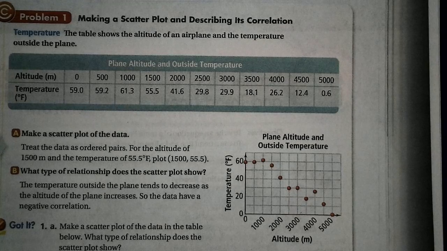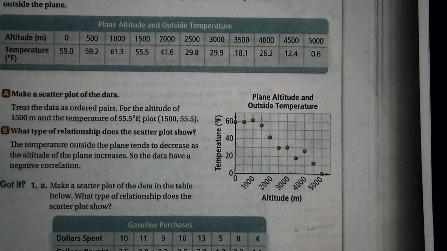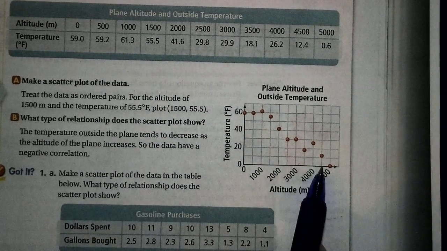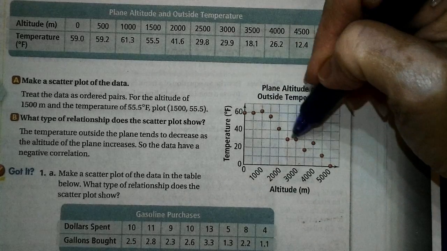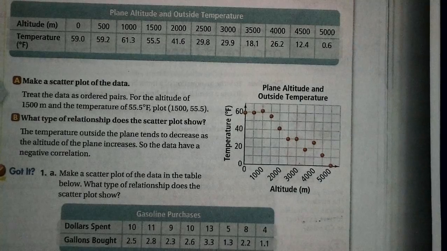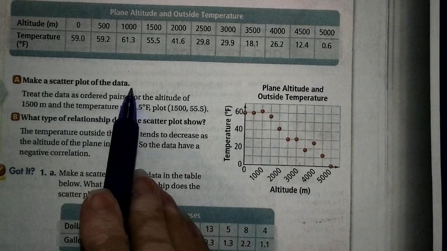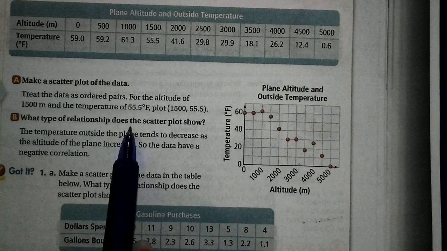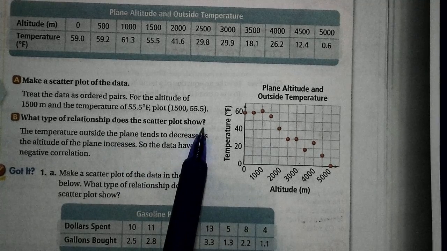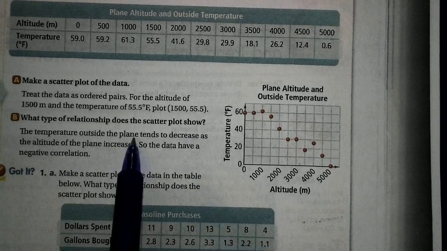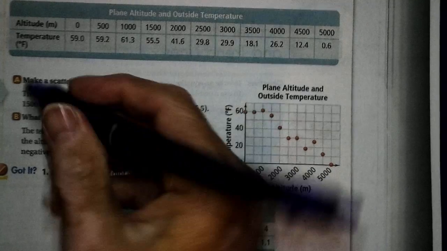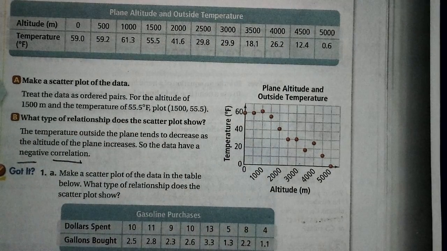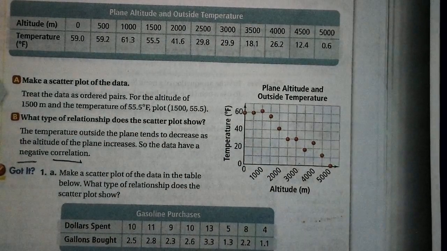The table shows the altitude of an airplane and the temperature outside of the plane. As you can see, they've already graphed these data points for us. Hopefully you can see that it has a trend. Most of the dots look like they're going down. It says make a scatter plot of the data, which they did. What type of relationship does the scatter plot show? As you can see, the temperature outside the plane tends to decrease as the altitude of the plane increases. So the data have a negative correlation. Okay, so that's all you had to do. Just tell me what that correlation is.